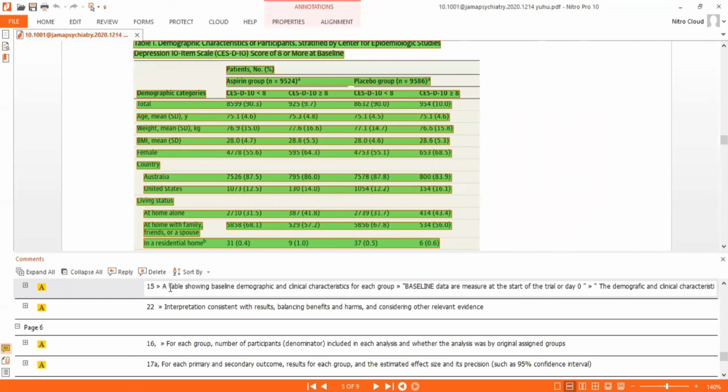Point 15. A table showing baseline demographic and clinical characteristic for each group. The answer is in this table in green highlight.